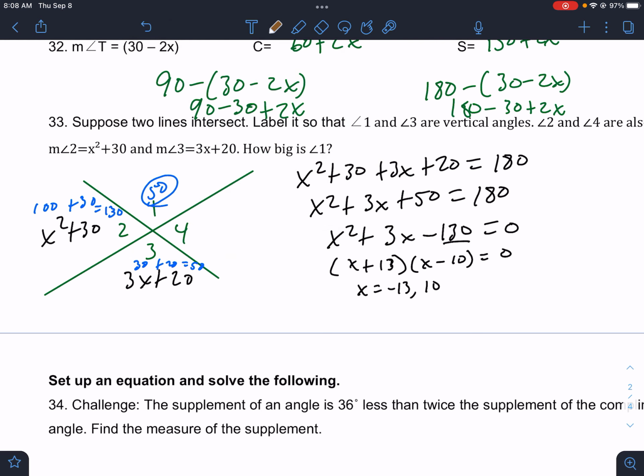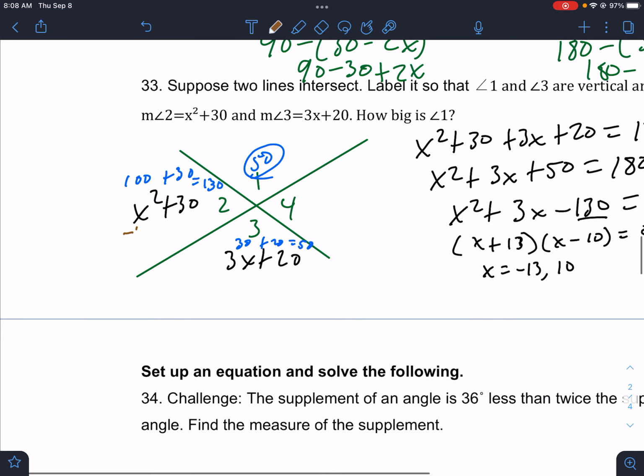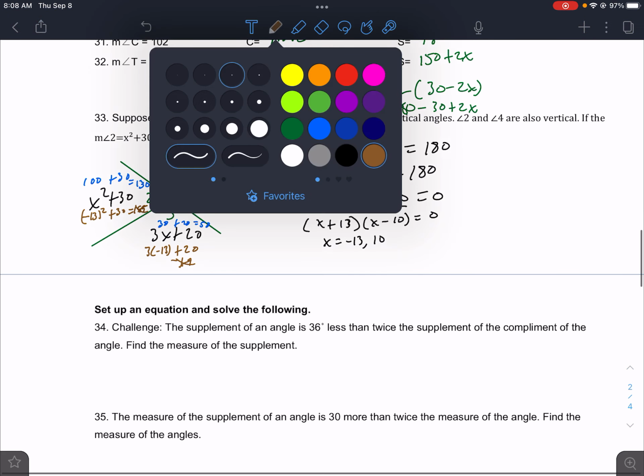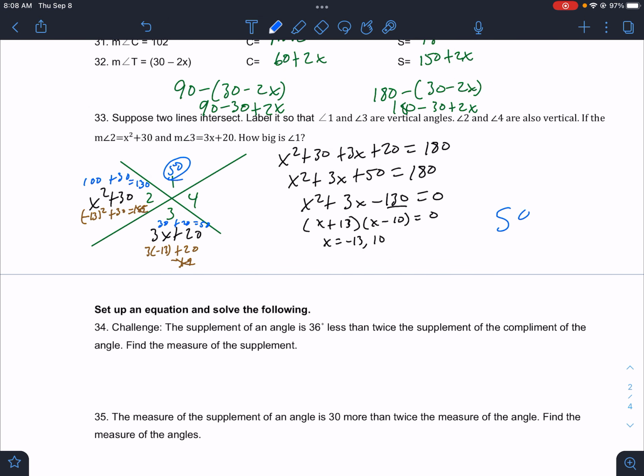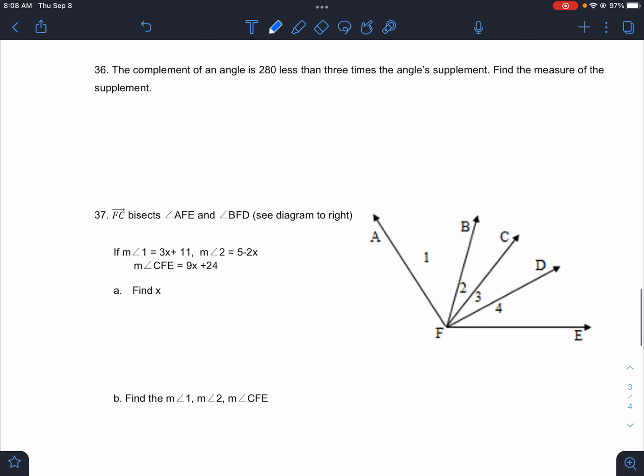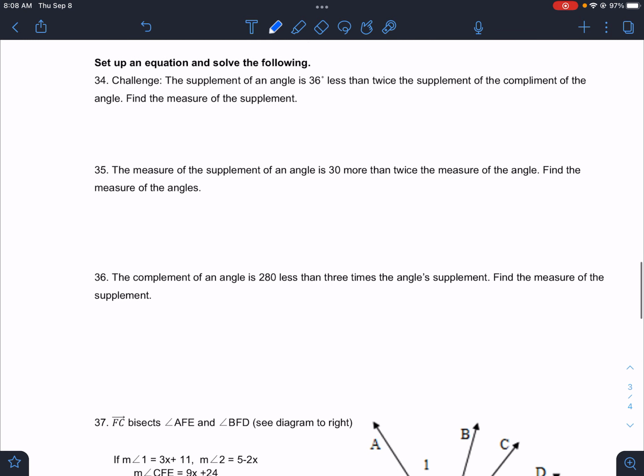Let's try the other answer, negative 13. Negative 13 squared plus 30, that would be 169 plus 30 would be 199. Already, it can't work. 3 times negative 13 plus 20, that'd be negative 39, be negative 19. Doesn't work. That one's out. So 50 is the only answer. So our final answer is 50. Ooh, okay, we're getting there, guys.